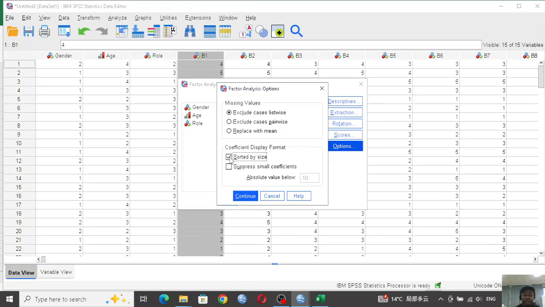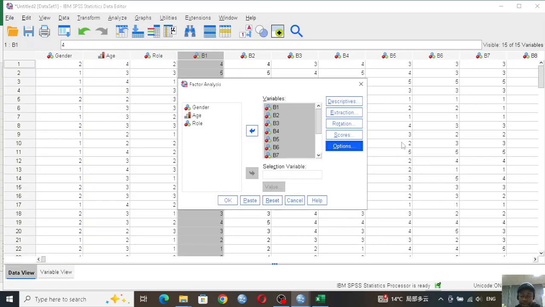So if you are big, they give you high priority. You should be placed high, in that order. So sorted by size, and then suppress small coefficients. So coefficients below, you indicate 0.40. Then I think that's all you need from these ones.